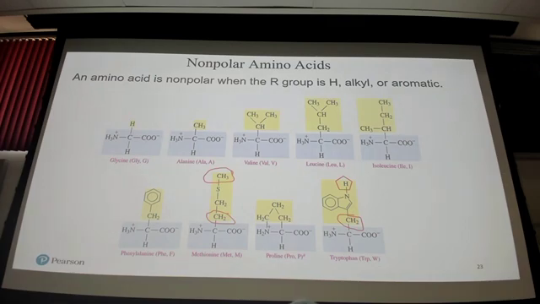For the non-polar amino acids, these amino acids don't like water, so they're going to have functional groups that indicate that they don't like water. Those functional groups are aromatic rings, like you see here, or alkyl groups, which are hydrocarbon groups. Alkyl groups are always going to have carbon and hydrogen atoms. So if you see alkyl groups or aromatic carbons, those are always going to be non-polar, they don't like water.